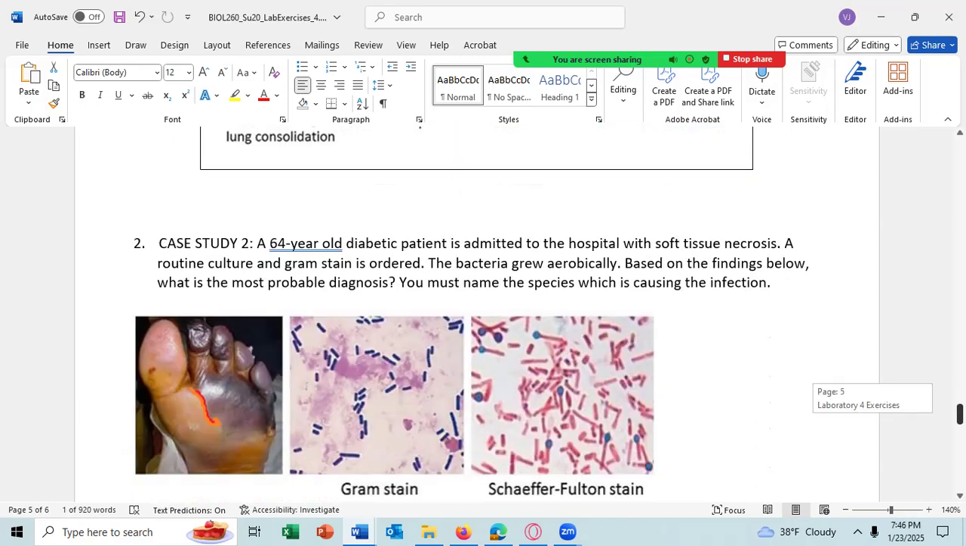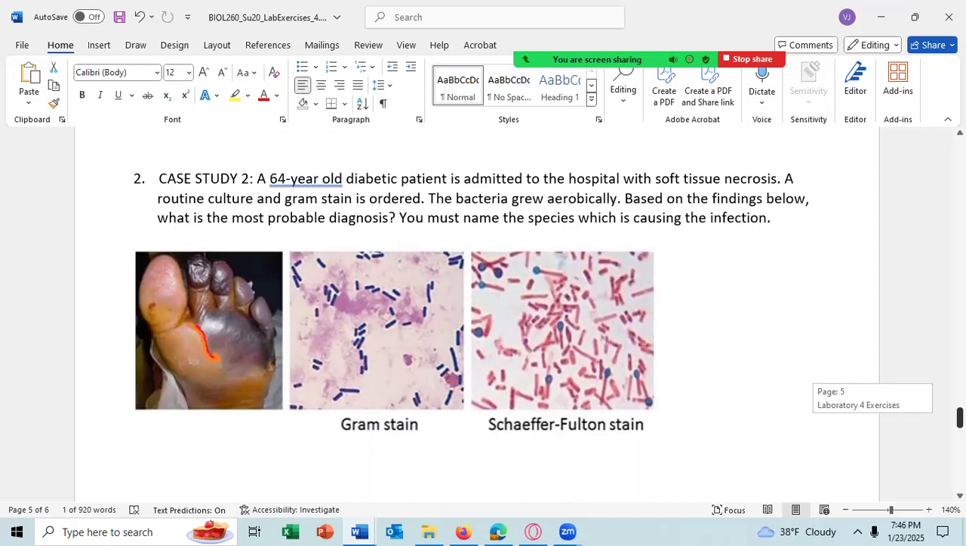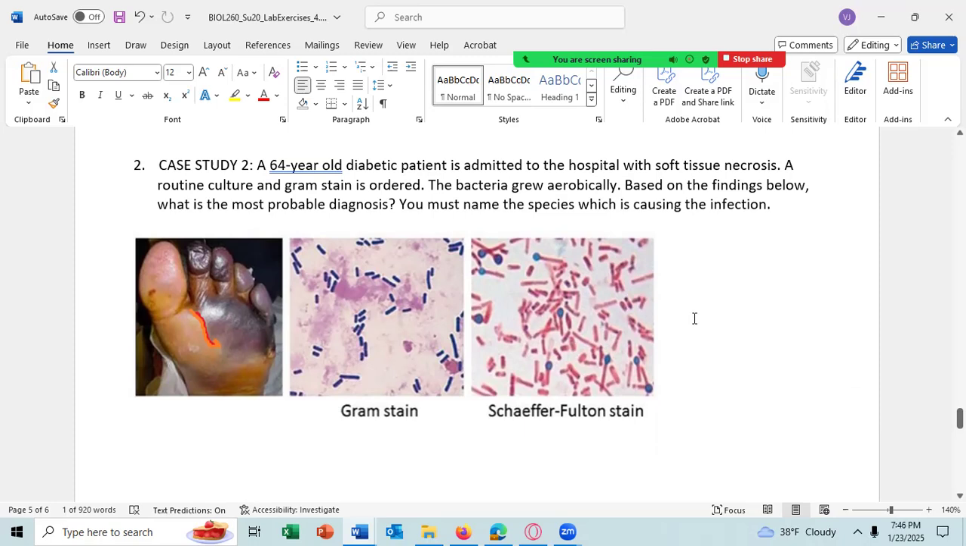Case study 2, we have a 64-year-old diabetic patient who's admitted to the hospital with soft tissue necrosis. There's the soft tissue necrosis there, and it looks really bad. A routine culture and gram stain is ordered. The bacteria grew aerobically. Based on the findings below, what is the most probable diagnosis? You must name the species which is causing the infection. You can't simply say diabetic soft tissue necrosis. I had at least one student do that in the past, and that's an incorrect answer.